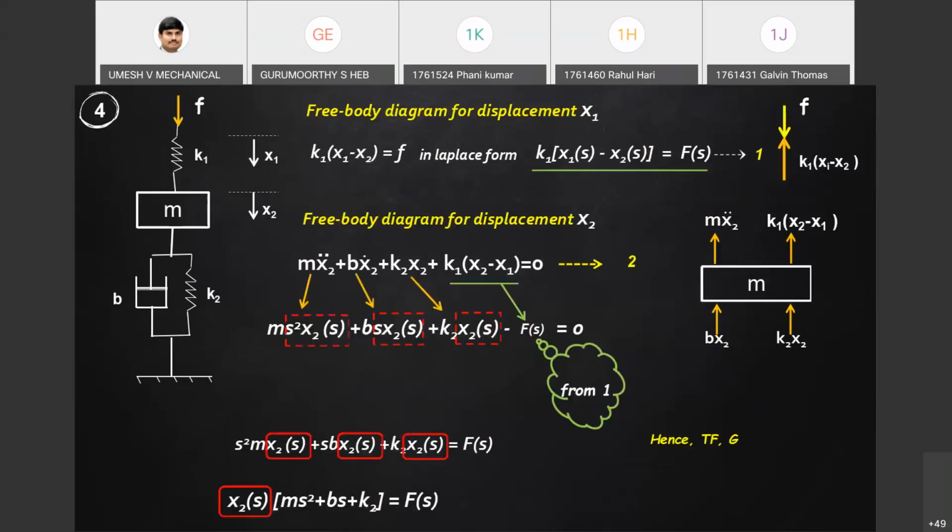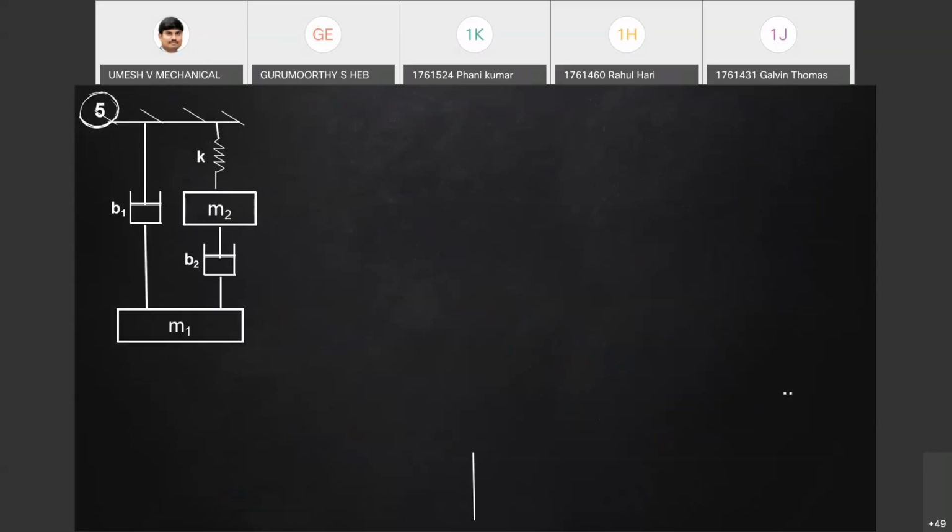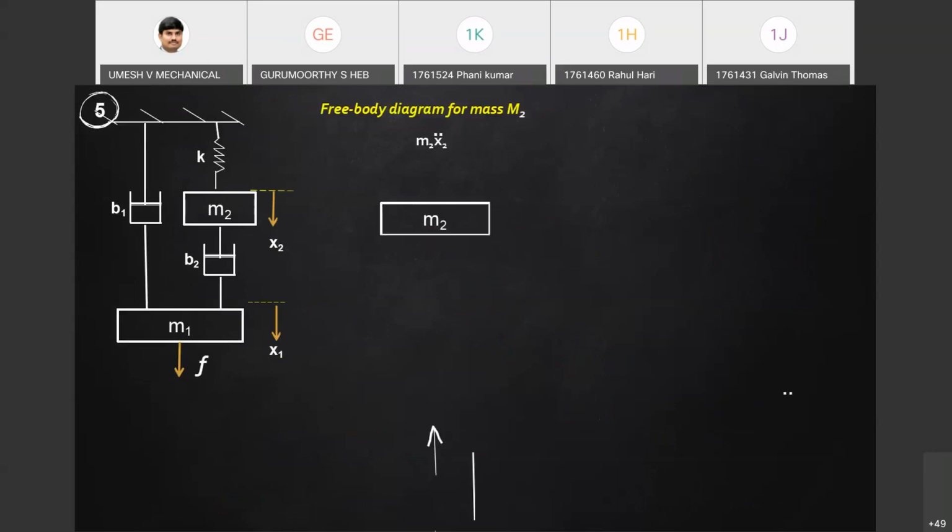You have this in your notes, or at least you can see. The output is considered displacement because that is the output, and the input is the applied force. Coming to this particular problem, you have two masses M2 and M1, and there is one spring and two dashpots.